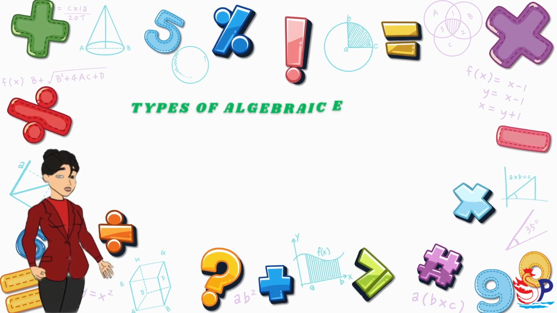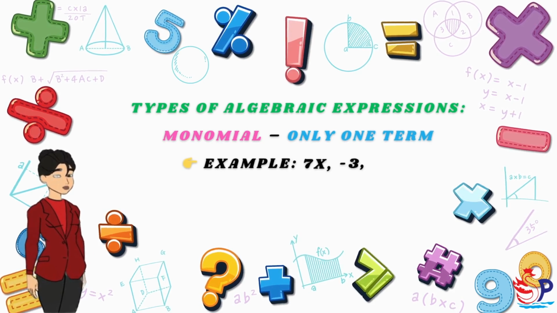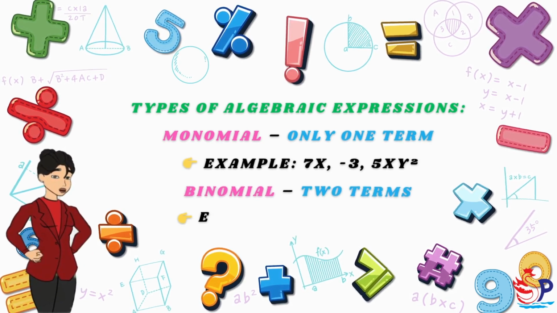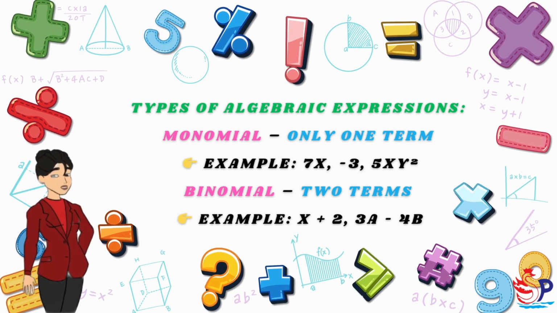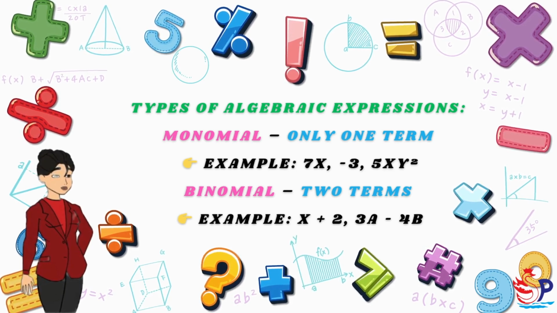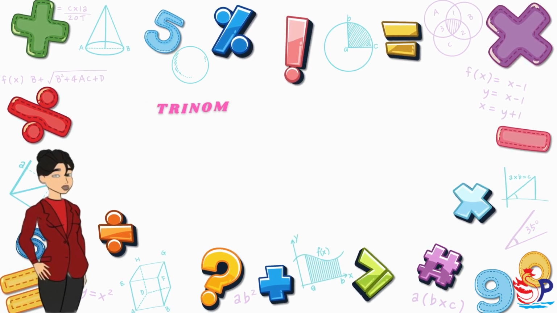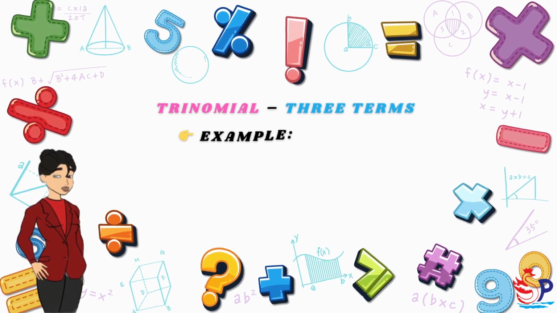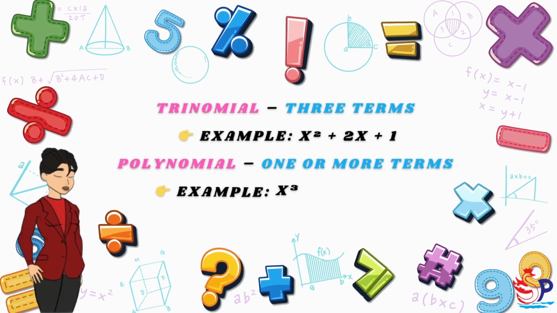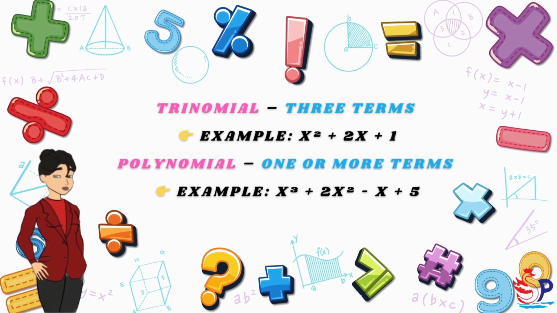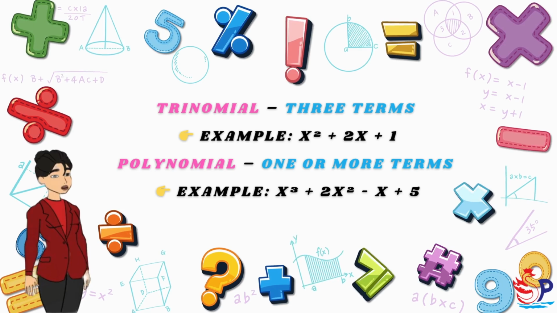Types of algebraic expressions. Monomial, only one term. Example, 7x, minus 3, 5xy power 2. Binomial, two terms. Example, x plus 2, 3a minus 4b. Trinomial, three terms. Example, x power 2 plus 2x plus 1. Polynomial, one or more terms. Example, x power 3 plus 2x power 2, x plus 5.